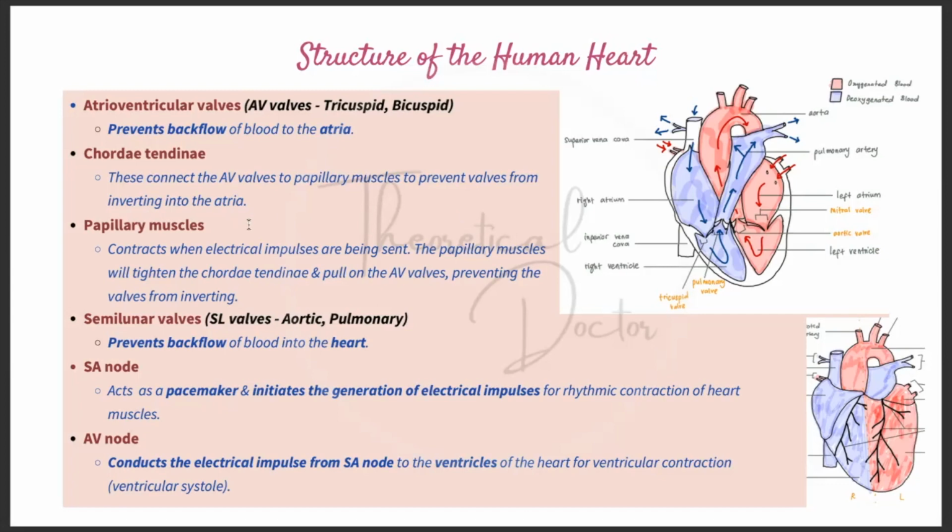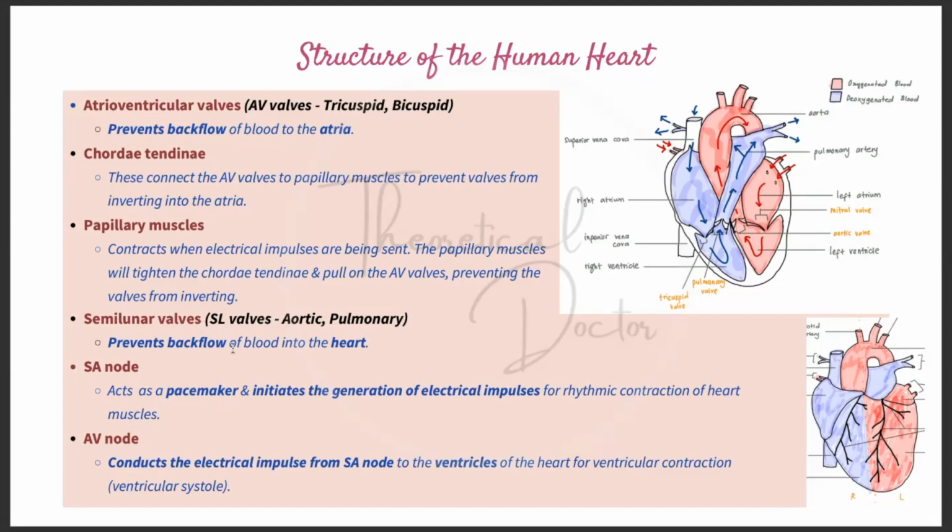Then you have the papillary muscles, and they function to contract when electrical impulses are being sent, and the papillary muscles will tighten the chordae tendineae and pull on the AV valves over here, preventing the valves from inverting when that happens. Next, you have the semilunar valves.